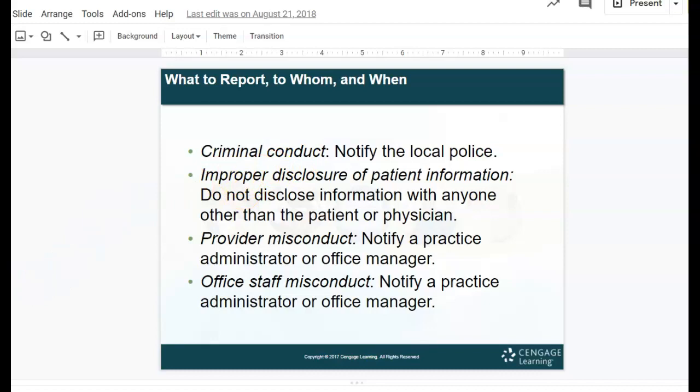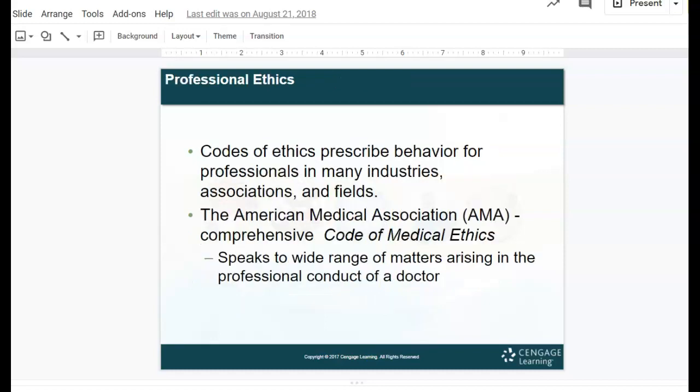And then office staff misconduct, you always want to notify a practice administrator or an office manager. So if you see the secretary at the doctor's office is stealing something, that's a crime. But if you see them gossiping about patients, that's a HIPAA violation. That can also be considered a crime depending on the severity. You would want to notify someone immediately.